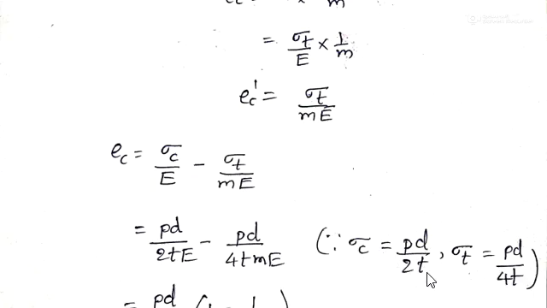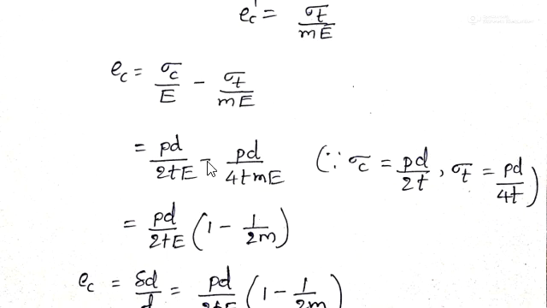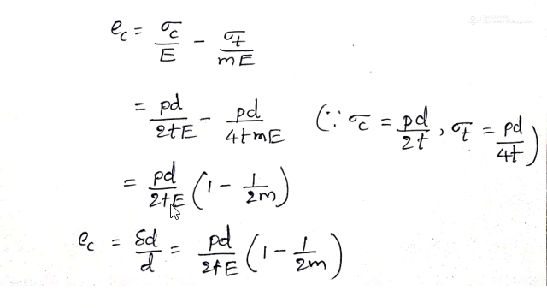Here sigma c, the circumferential stress or hoop stress, we know the formula: it is PD by 2T. So we write PD by 2T into E, and minus sigma t, the longitudinal stress, whose formula is PD by 4T; substituting, it is PD by 4T into mE. If I take PD by 2TE common, we get 1, and here 1 by 2m. So once again, the circumferential strain is PD by 2TE into 1 minus 1 by 2m.